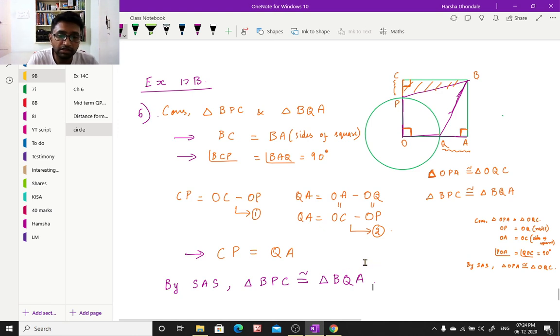This finishes exercise 17B. These are the problems I'll be solving from exercise 17B. Then we are moving to exercise 17C. We'll be solving problem 1, problem 5, problem 6 and then 8. These are the problems we are solving from 17C, which we'll learn in tomorrow's class. So that's it. Bye.